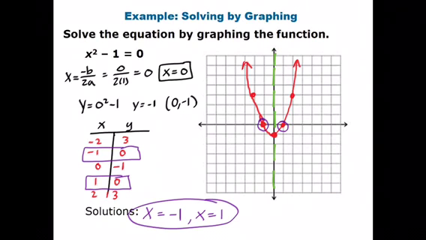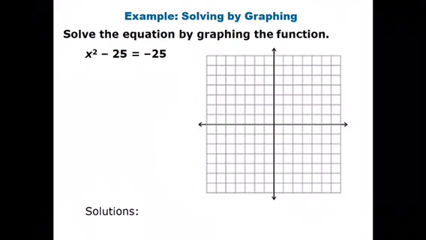If for some reason we didn't happen to see the points in our table, we can use our graphing calculator to find the exact location of our x-intercepts. And I'll show you how to do that in a different video, but for time reasons, we'll just keep to the basics here and do the entire problem by hand for the most part.